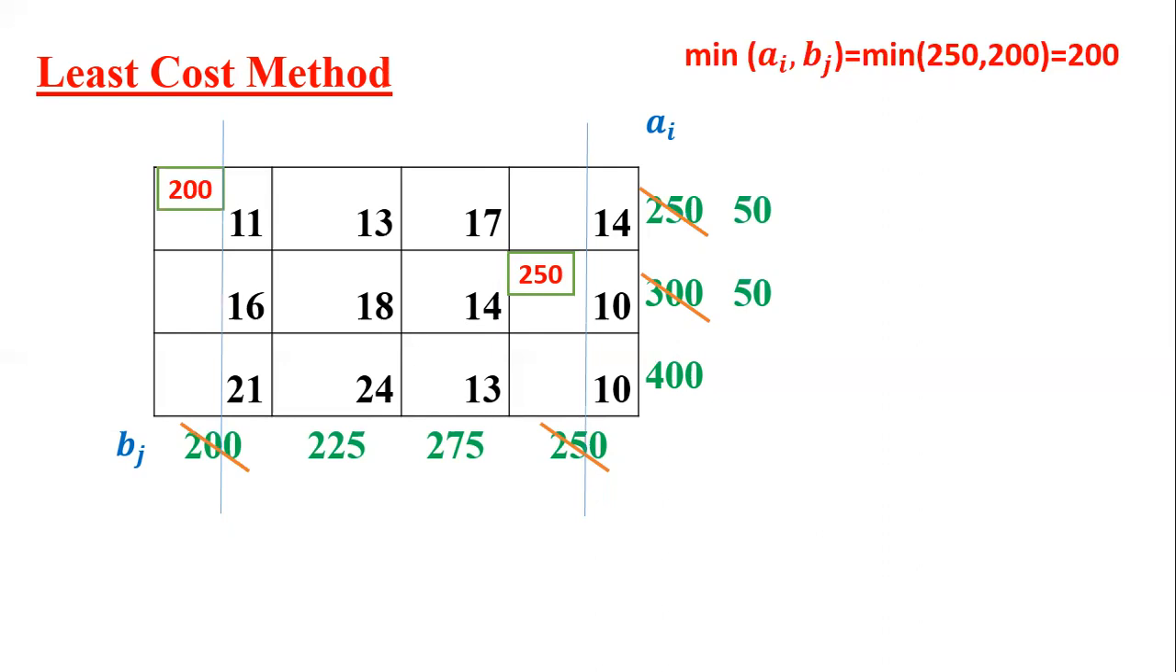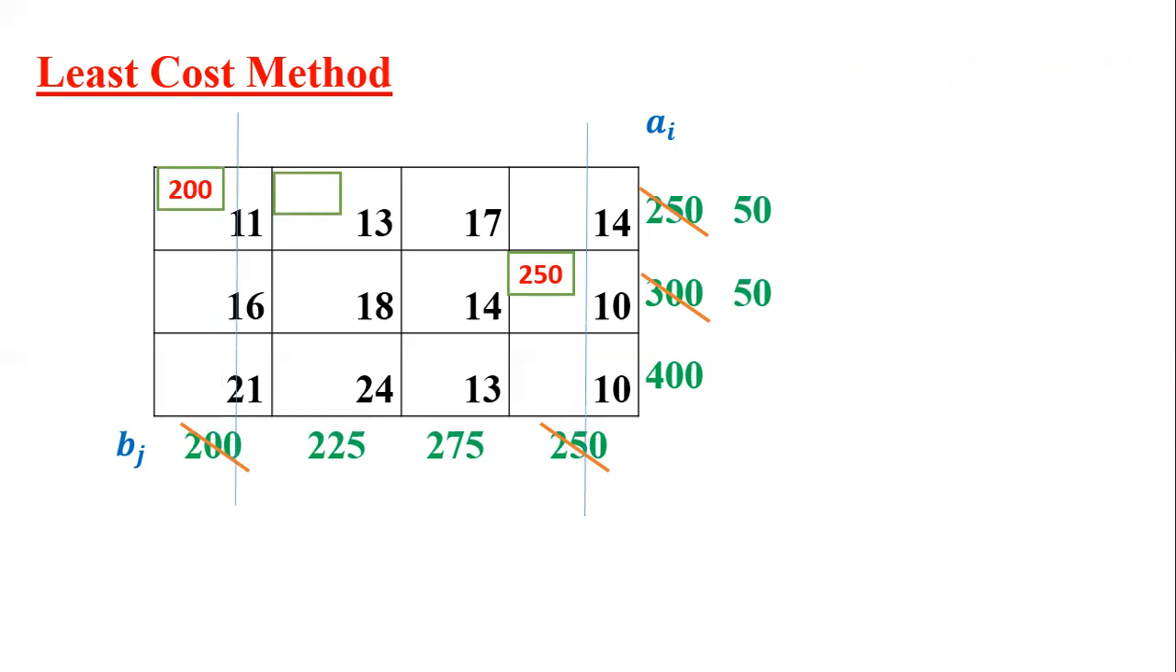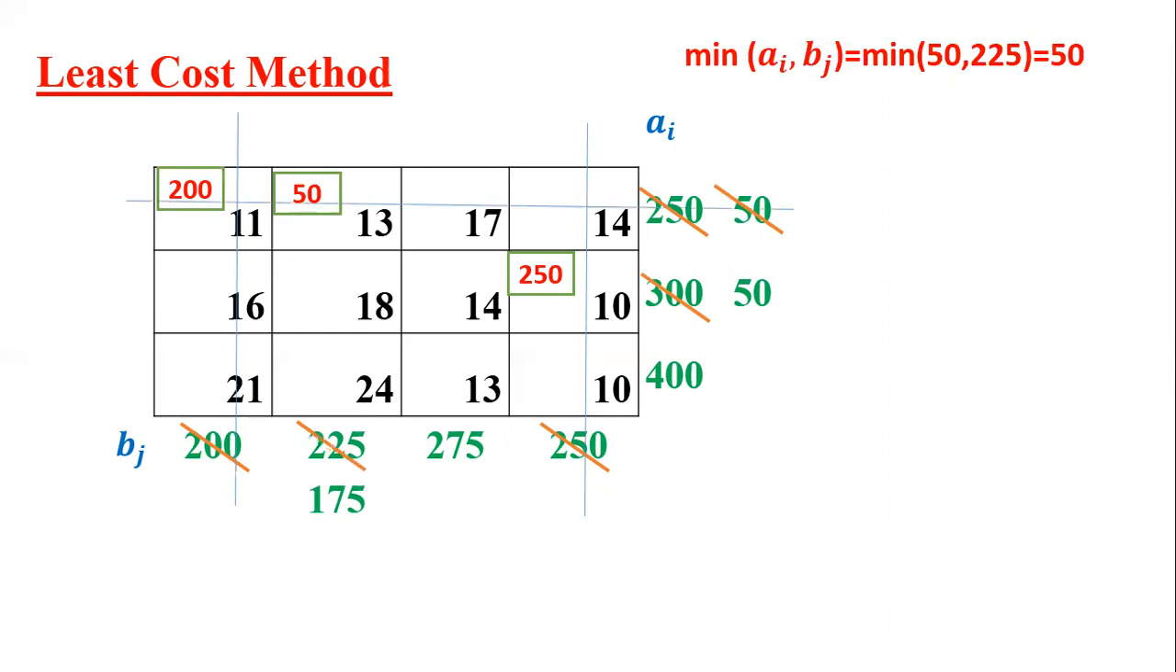The next minimum value is 13. You have two places, we can tie the two 13s. So we can choose this 13 or that 13, there is no problem. I choose the first one. Then the corresponding minimum of ai and bj, 50 and 225. The minimum is 50. You have to allocate the minimum value, 50, at that place. So 50 minus 50 is 0 because 50 is allocated, and 225 minus 50, the balance is 175. So in that case supply is nil balance, so you have to strike out that row.